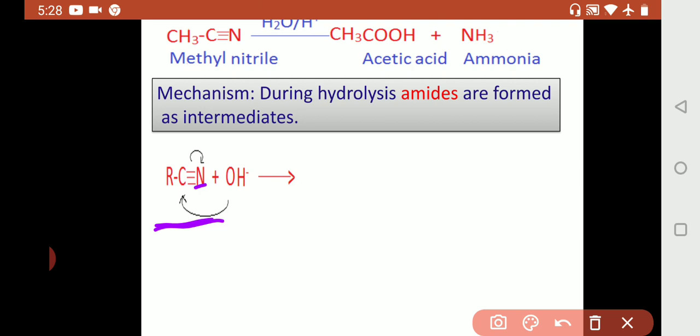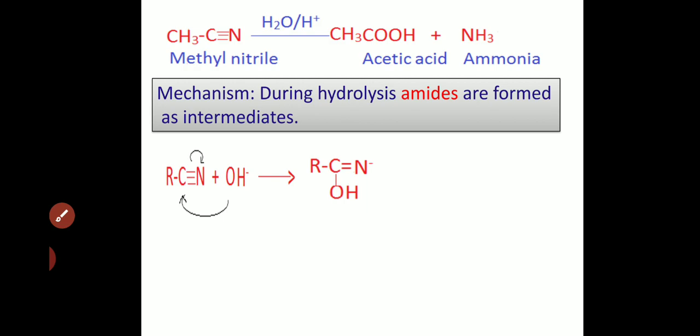By that, what will happen? Nitrogen will get a negative charge and carbon will lose a bond, thereby carbon will get a positive charge. Now, as nitrogen is getting a negative charge and carbon is getting a positive charge by losing the bond, OH minus is forming a bond with carbon. As it is minus, it is forming a bond with carbon. This is the result.